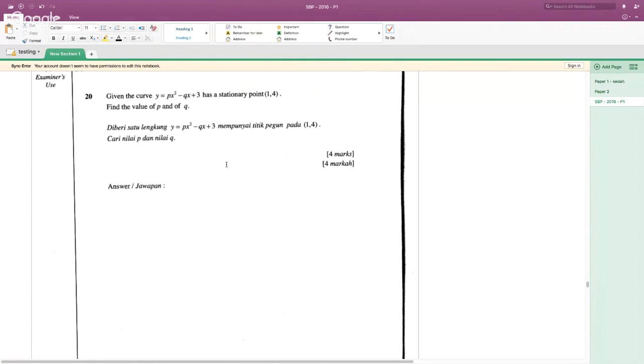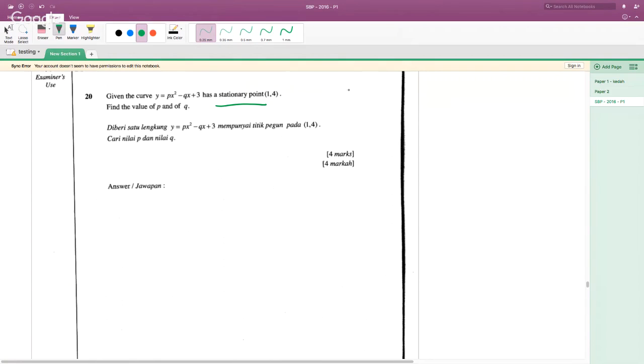Question 20: given that y equals px squared minus qx plus 3 has a stationary point, find the values of p and q. It shouldn't be too hard, because whenever we see a stationary point, we know dy dx equals 0. So I will do dy dx here. dy dx should equal 2px minus q. Because a stationary point means the gradient equals 0.